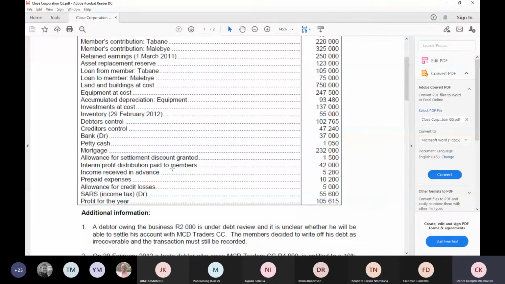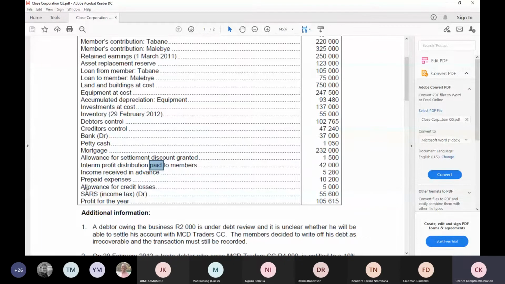Then we have an interim profit distribution paid to members. The thing you need to focus on is that it's paid. So there might be a final distribution to members that might not have yet been paid in cash, and that will then result in a current liability. Income received in advance is a current liability. Prepaid expenses is a current asset. Allowance for credit losses goes to trade receivables.